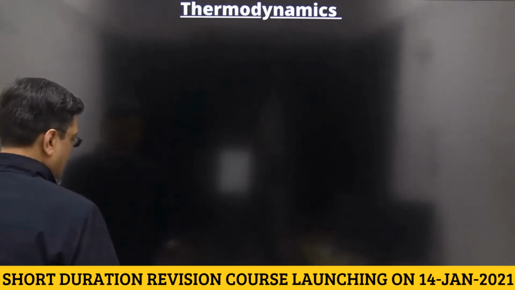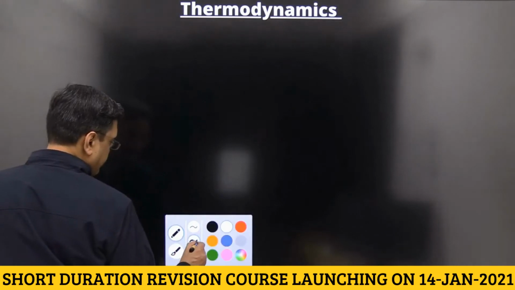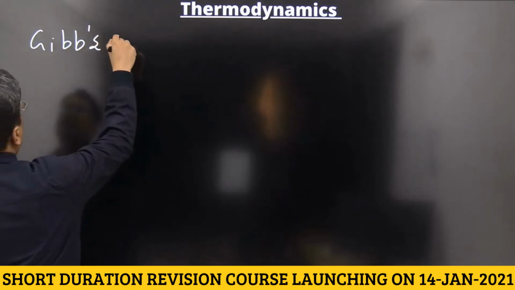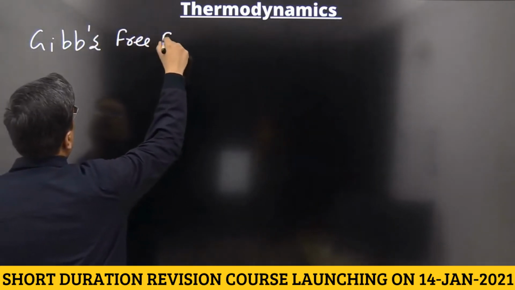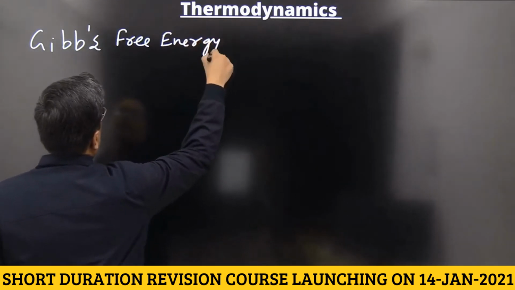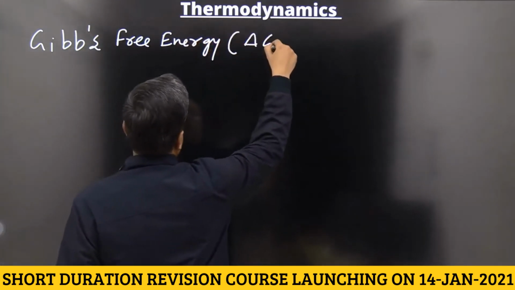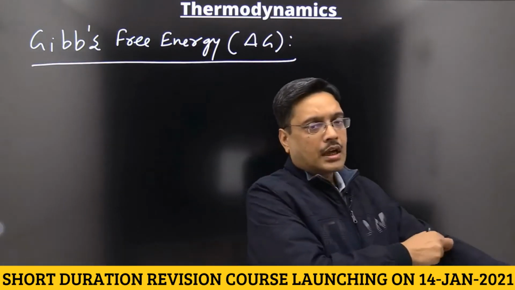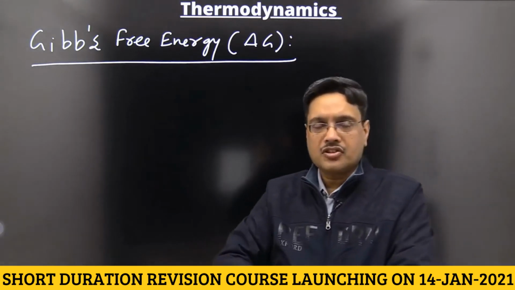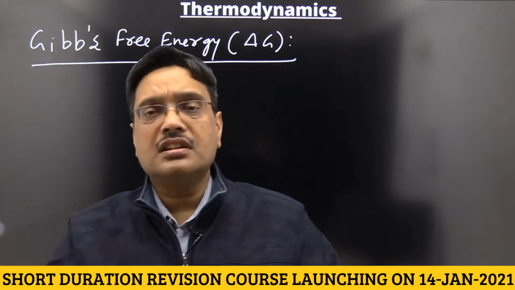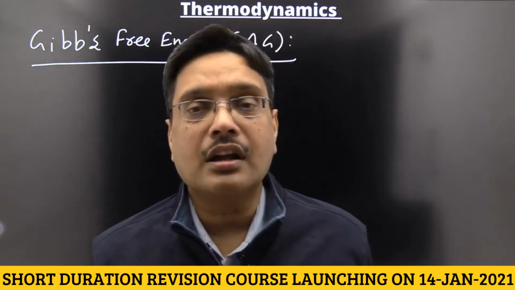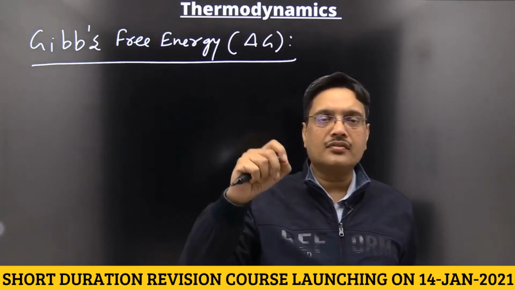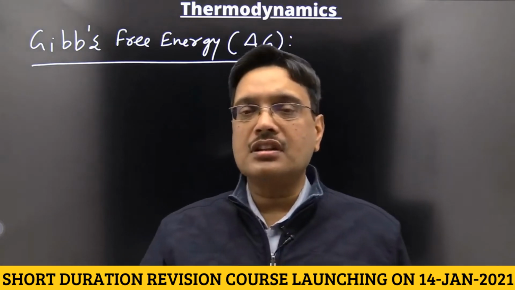Now the next topic is Gibbs free energy, delta G. With the help of Gibbs free energy, the change in free energy, we can decide which reaction is spontaneous and non-spontaneous or at equilibrium. If delta G is negative, then it indicates that the reaction is spontaneous.